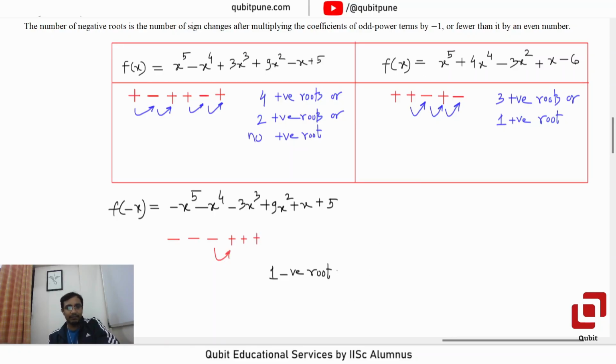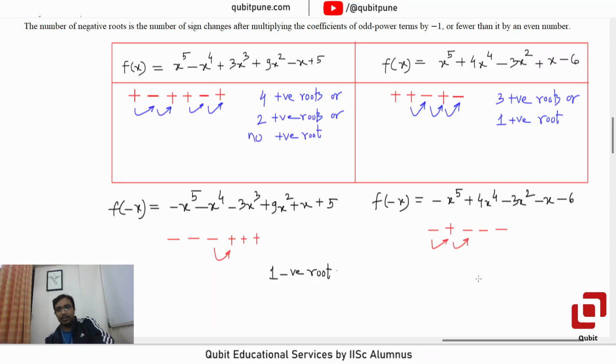What about this? Can we write down the polynomial there? Yes, f of negative x equals negative x raised to 5 plus 4x raised to 4. Nothing is going to happen there. Minus 3x squared minus x minus x. Okay, negative, positive, negative, negative, negative, positive, negative, negative, negative. Okay, 1, 2. So either two negative roots or no negative root.